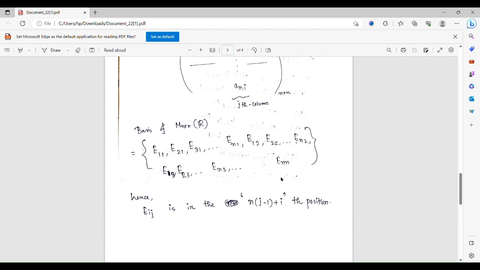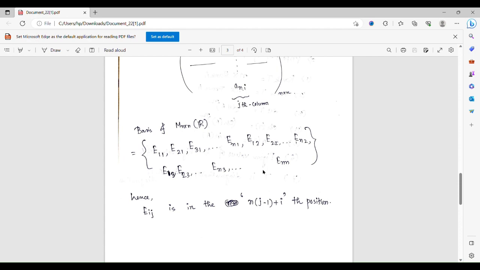Eij is n into j minus 1 plus ith position in this. Okay, now what will be our matrix representation for T? I just compute T of E11, and then I write it down as the first column of my matrix representation. I write it as a linear combination of these vectors, and the coefficients I write as a vector because it's a matrix.